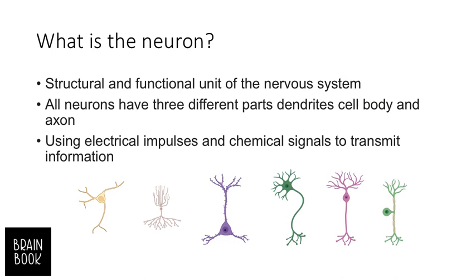Here you can see different types of neurons that are located in different parts of our central and peripheral nervous system. Their shape and morphology are different because of their function and activity in our nervous system. But they share the same characteristics: they all have dendrites, they have a cell body, and all of them have an axon, but with a different size, location, and morphology.